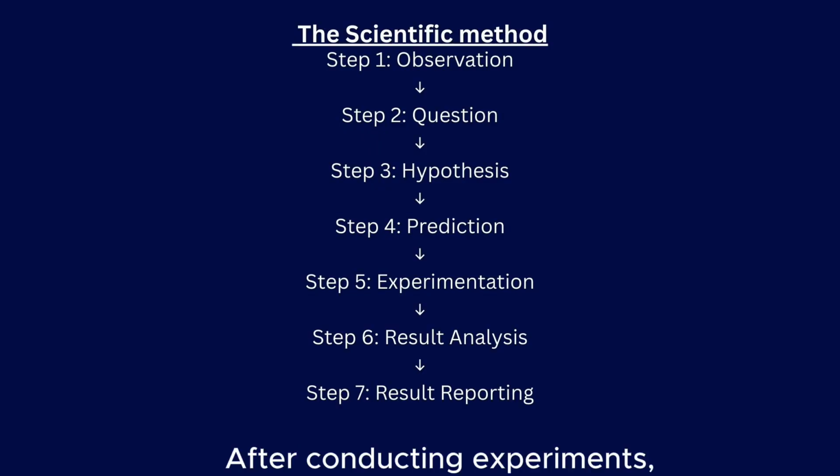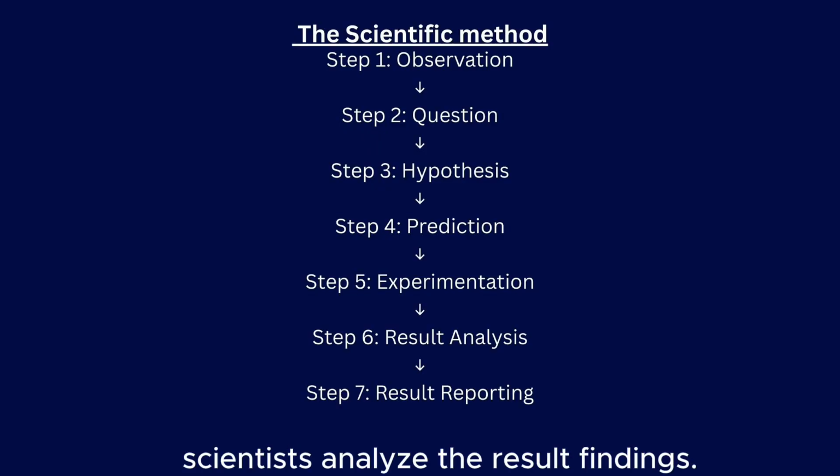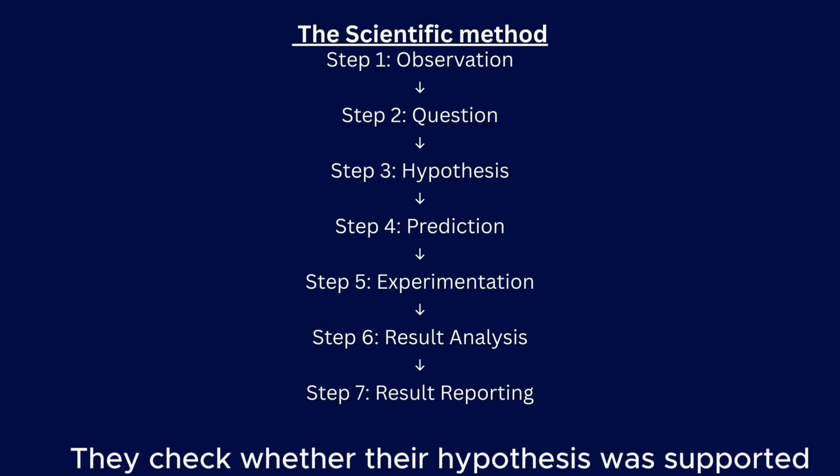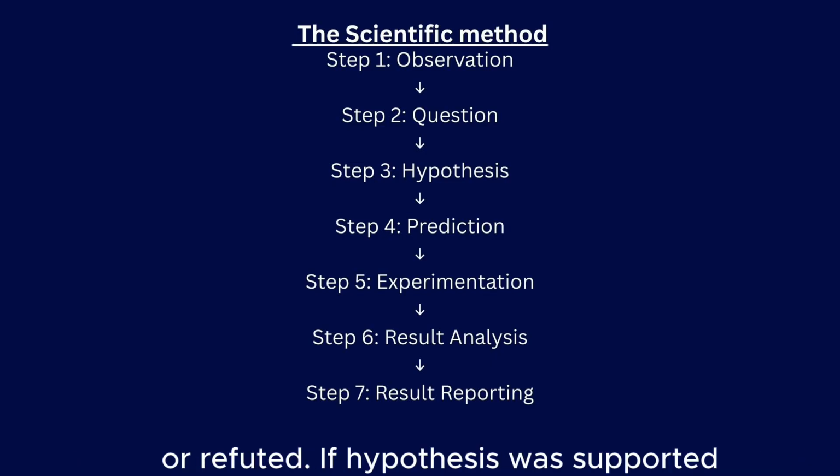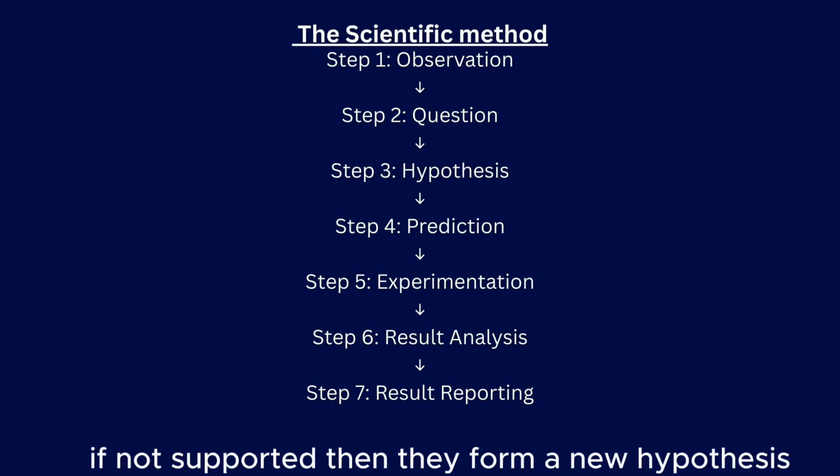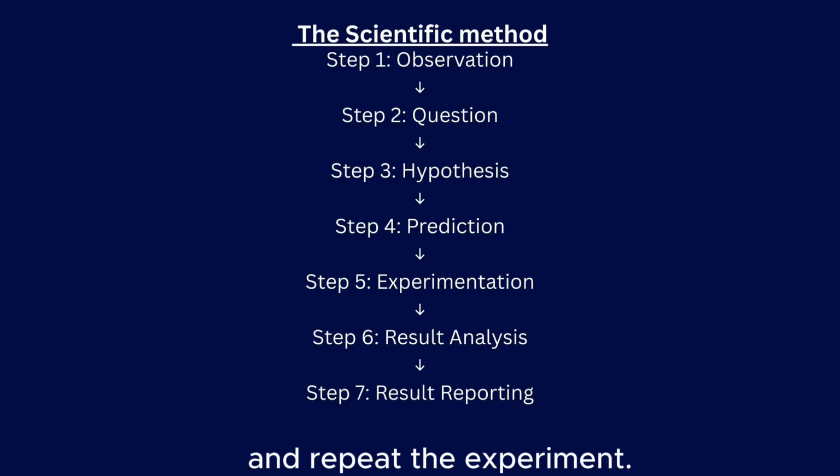After conducting experiments, scientists analyze the result findings. They check whether their hypothesis was supported or refuted. If hypothesis was supported, then they report the results. If not supported, then they form a new hypothesis and repeat the experiment.